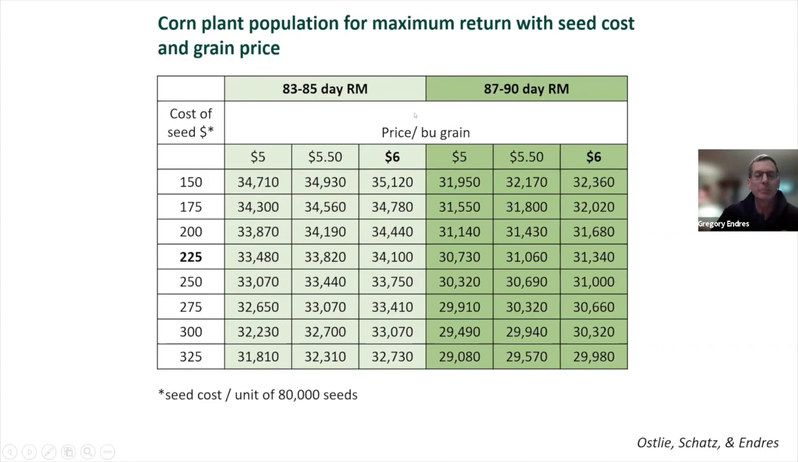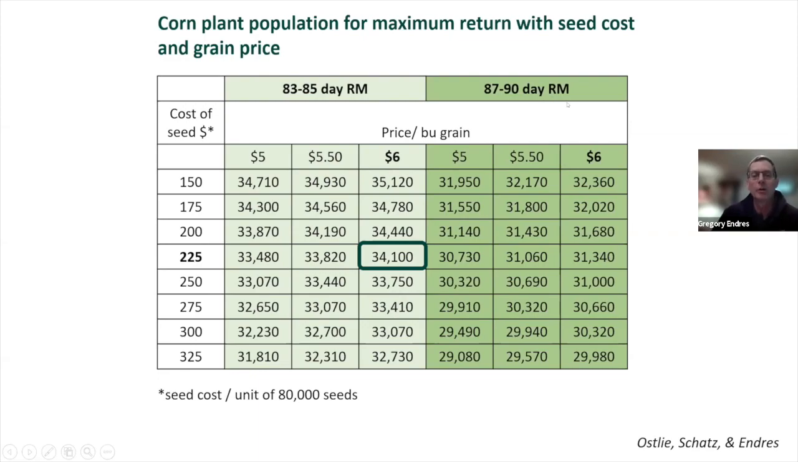And so as an example, using the data from the study, and if you use a cost of seed at $225 per unit and a price of $6, it might be a little bit conservative now, but we'll use that for easy math. We found using the database that the optimum economic plant population would be about 34,000 plants with the 83 to 85 day relative maturity.